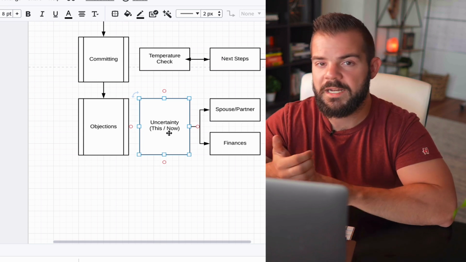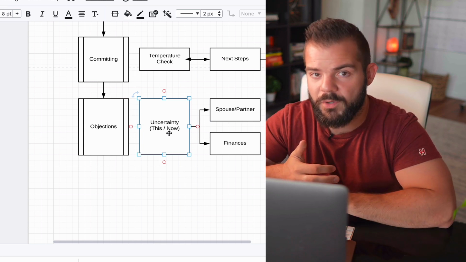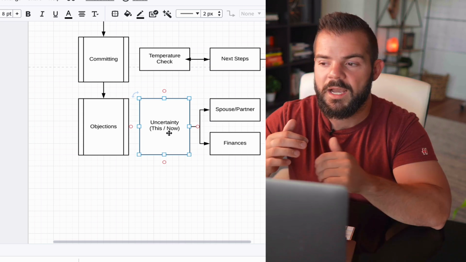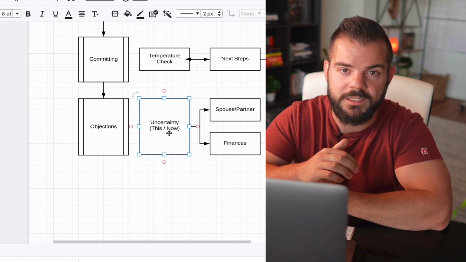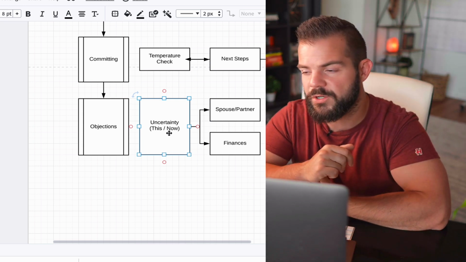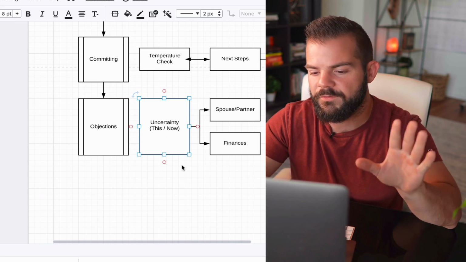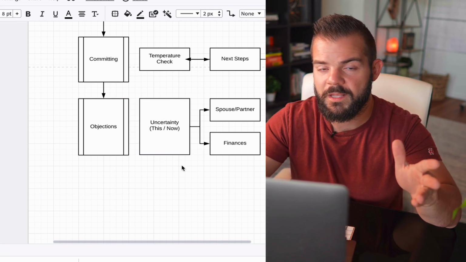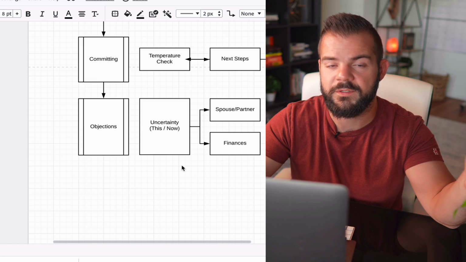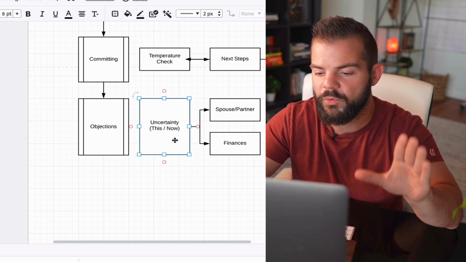And to give you an example of what an uncertainty-based objection is, it's things like, I need to think about it. I need to see some case studies. I need to see a proposal. I need to see a written agreement. I need to talk to one of your clients. I need to do some research. I've been burned before. All of that stuff is keeping them from being 100% certain that this is the right thing, now's the right time. So we always want to get that first.